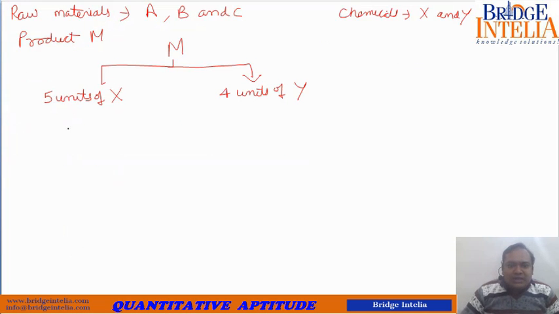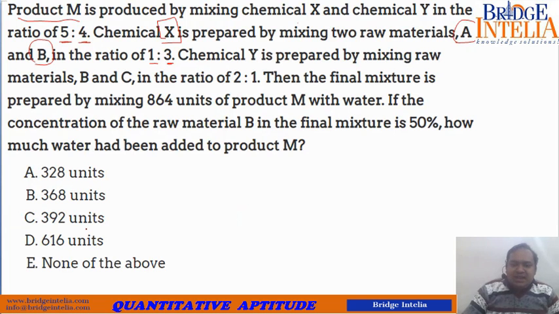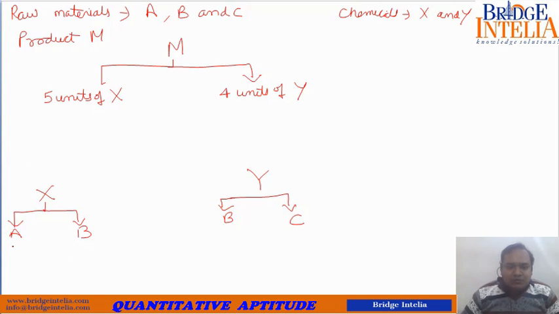So if you look carefully, chemical X itself is composed of two different elements A and B, and similarly chemical Y is composed of two different elements B and C. The ratio of these raw materials is 1:3 and 2:1. So this is the entire structure of the question. Now you have to mix 5 units of X and 4 units of Y.